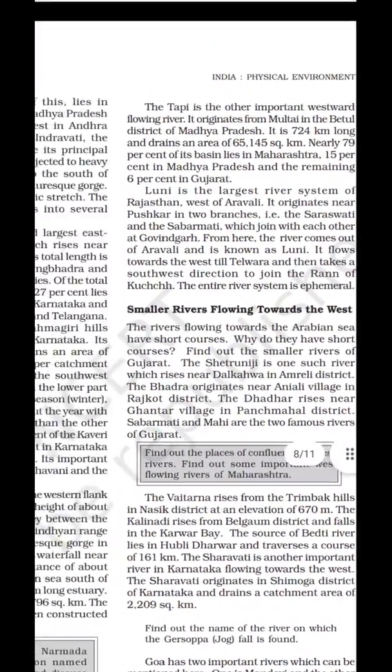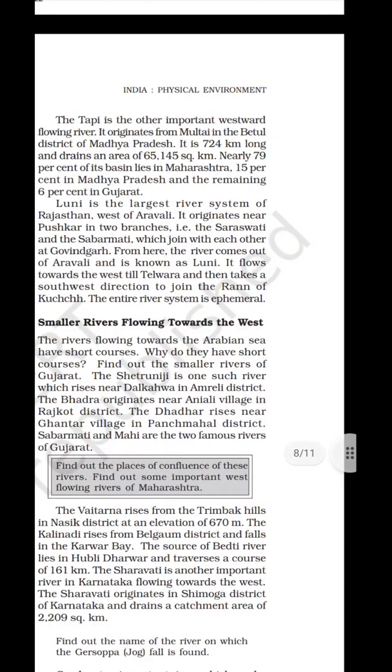The Tapi is the other important westward flowing river. It originates from Multai in the Betul district of Madhya Pradesh. It is 724 kilometers long and drains an area of 65,145 square kilometers. Nearly 79% of its basin lies in Maharashtra, 15% in Madhya Pradesh, and the remaining 6% in Gujarat.